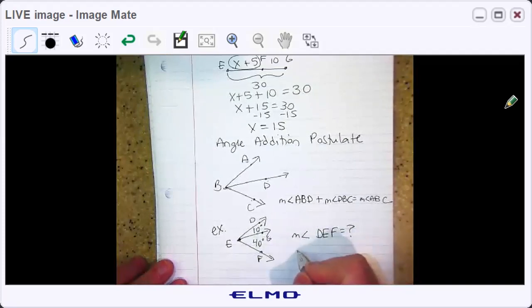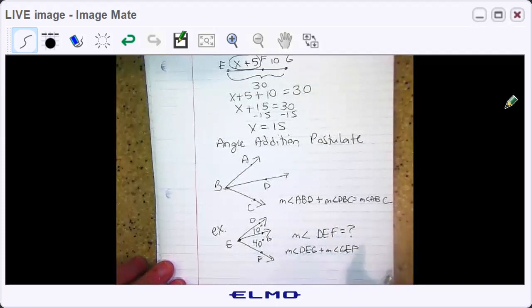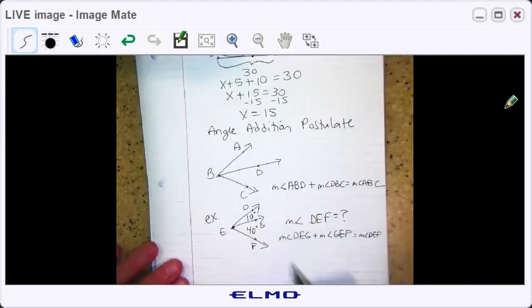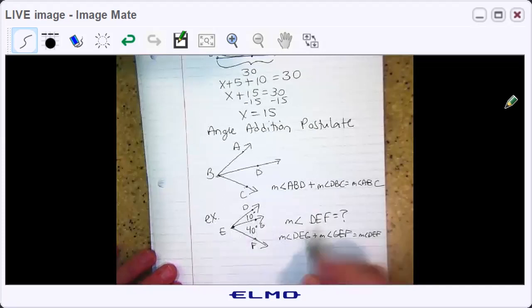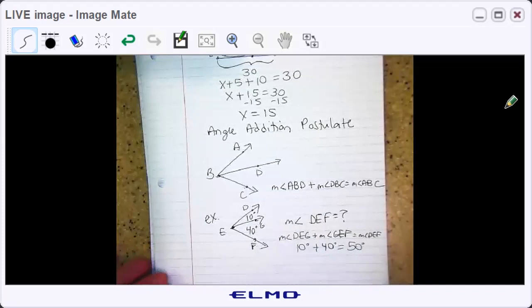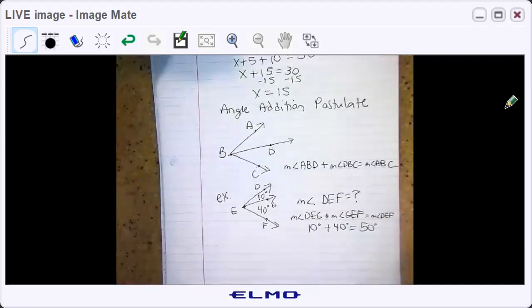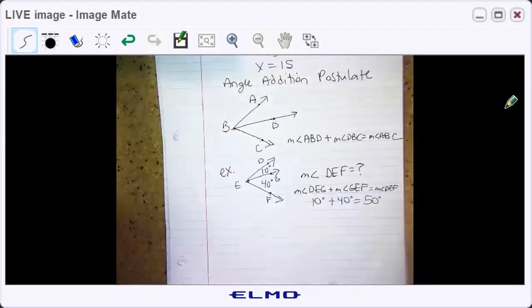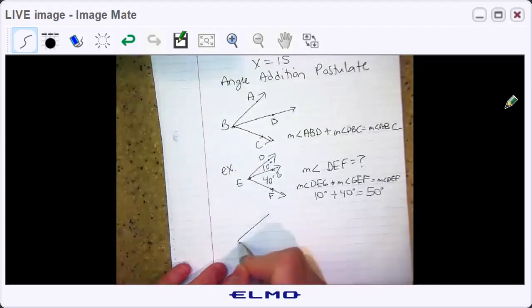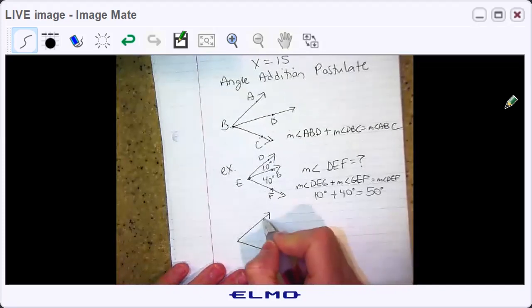So we can just write that, the measure of angle DEG plus the measure of angle GEF. Remember, when you're writing these angles out in 3 letters, the vertex has to go in the middle. It's got to equal the measure of angle DEF, what we're trying to find out. So we can simply just substitute in DEG is 10, and GEF, the bottom angle, is 40. So our answer is the addition of those 2. And just like when we talked about segment addition, angle addition can work 2 ways. So I can give you the almost same type of scenario.